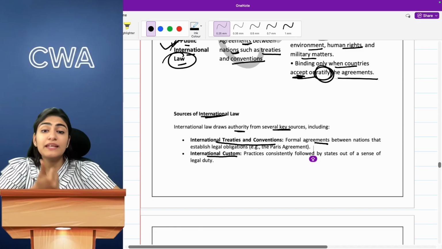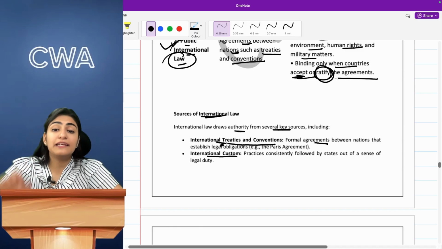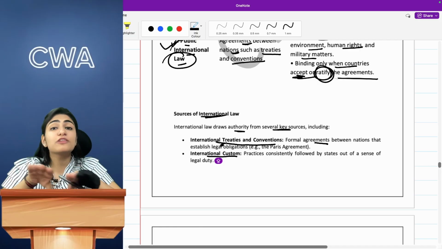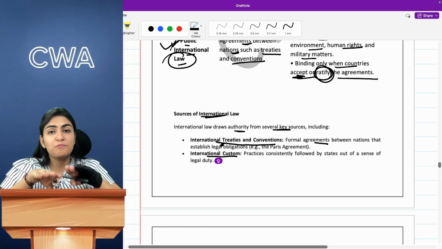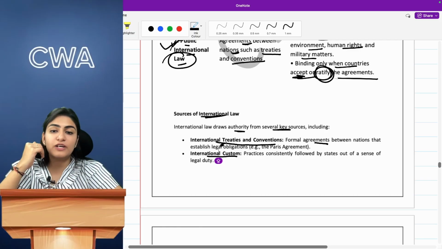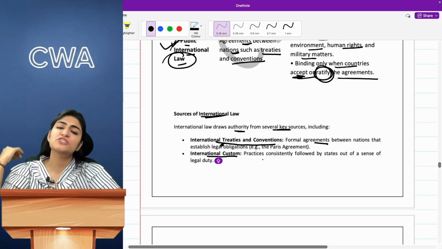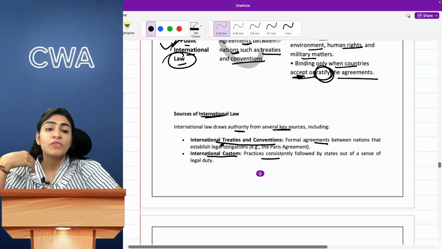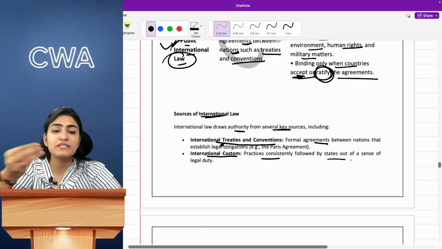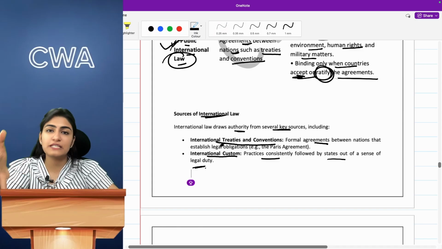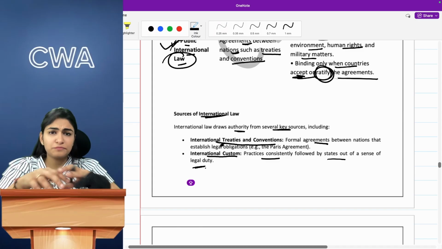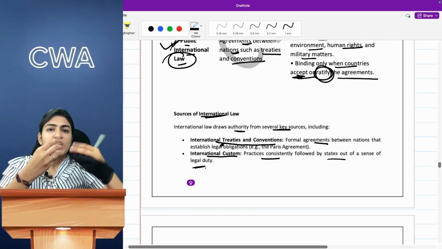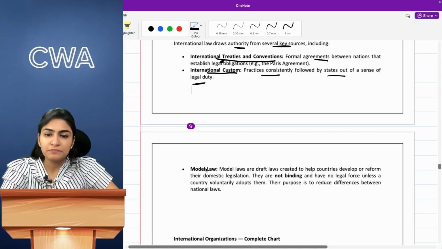So in case of international treaties, how come they are the source? Because to make sure that everything is on the same level, everything is on the same page, such treaties are referred to as sources. International customs, such as practices that have been consistently followed by all the countries, by states, out of a sense of legal duty, you can refer to it as a source. Let's say any previous case law or something like that.